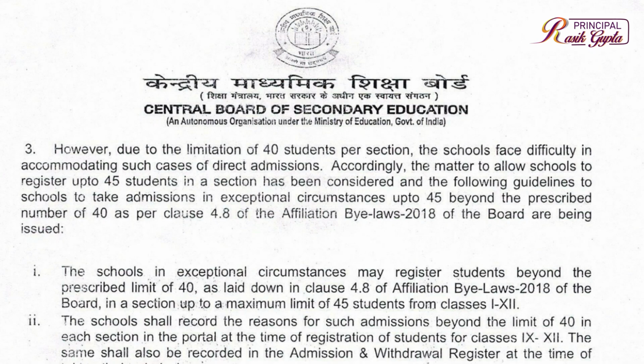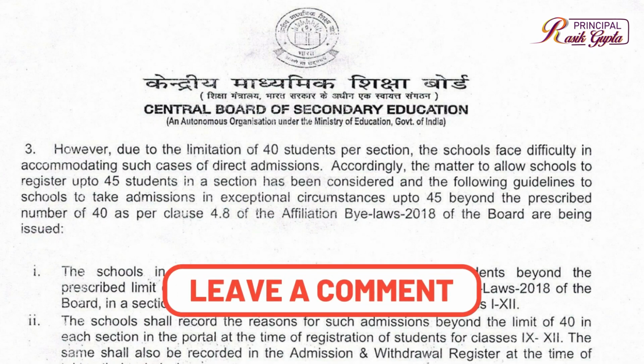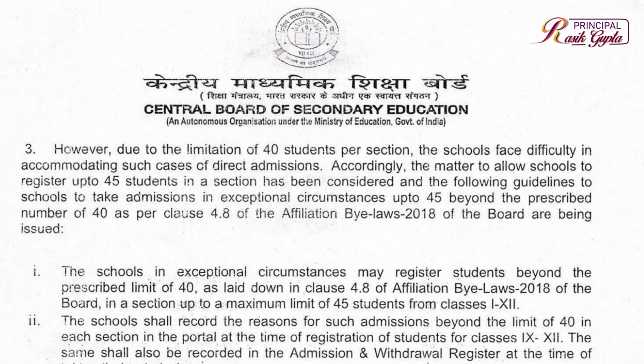Makes sense. But what about the classroom itself? Fitting 45 desks where 40 used to be. Yeah, that's a practical point, and the circular addresses it directly. What does it say? It mandates that if a school goes up towards that 45 limit, the classroom must have a minimum size. Which is? Not less than 500 square feet. 500 square feet minimum. Okay.